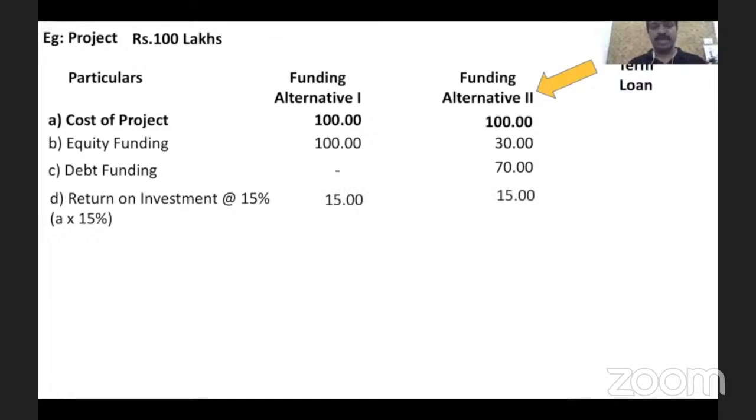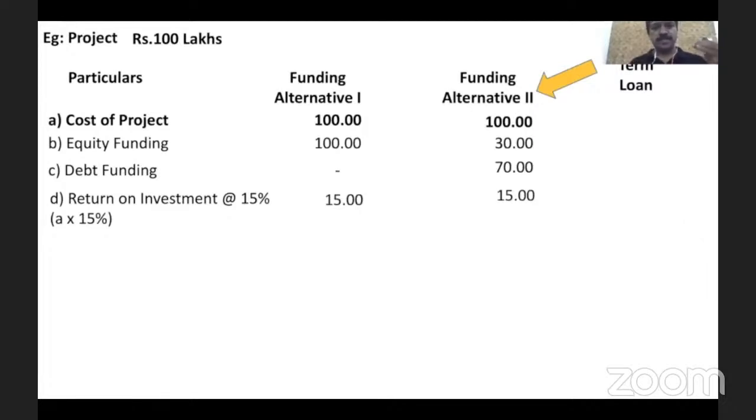So this is what you have to understand, because this earnings before interest and taxes is like a gross profit. Gross profit will give you the same amount whether you invest the project with your own money or with a combination or with full debt fund. It is the net profit that will get varied. It is the net profit that will get changed because of operation of interest cost. Right. Now listen, this project is capable of giving a minimum return of 15%, that is 15 lakhs.